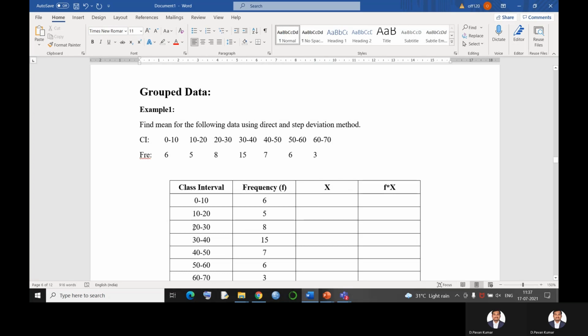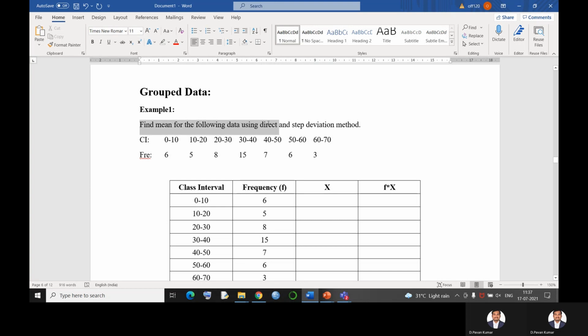Mean for the grouped data, finding out mean for grouped data. The formula is common for all: summation f into x divided by capital N. Capital N is nothing but summation f, the total of the frequencies. Now we were given an example over here to find out mean for the given distribution.